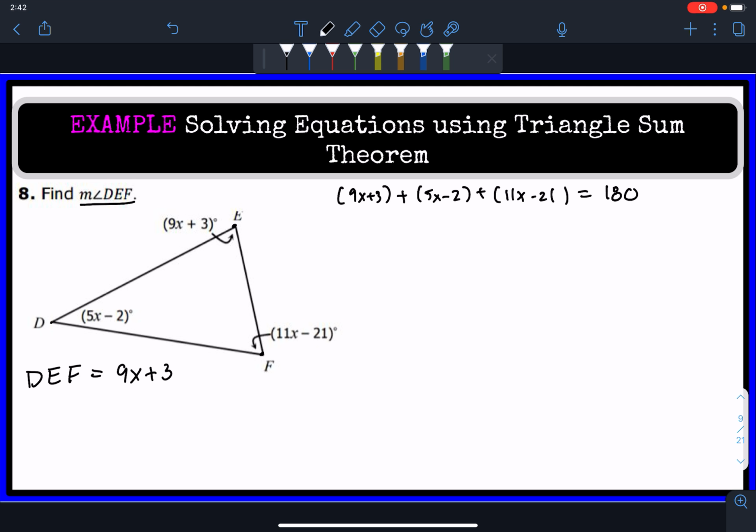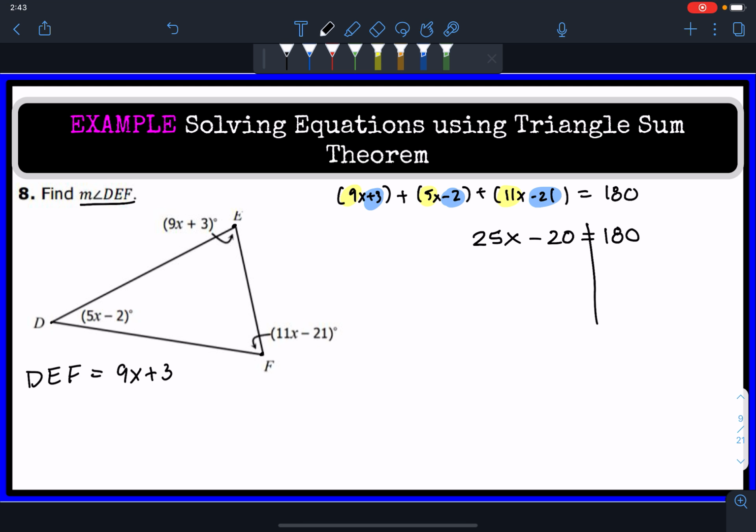So the way we're going to add these things together again is just by, from Algebra 1, our rules about combining like terms and simplifying stuff like this, is to add all my like terms. Add everything that has an x, all my variable terms together, and then all my constants together. So adding 9, 5, and 11, that's equal to 25. So that's 25x. Adding all the constants together, that is equal to negative 20. And that's going to equal 180 degrees.